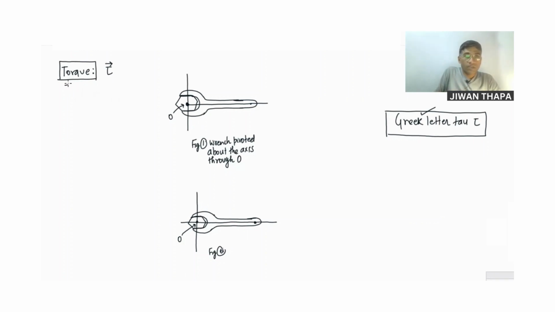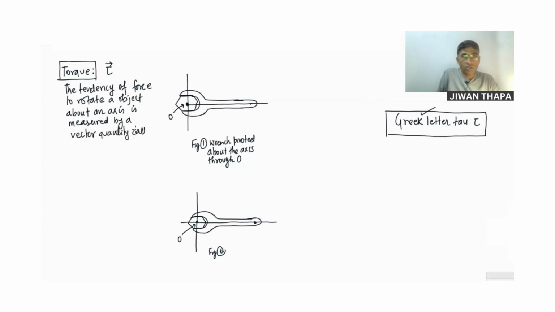So I'm writing the tendency of force to rotate an object about an axis is measured by a vector quantity called torque. Okay, so we need to understand this.